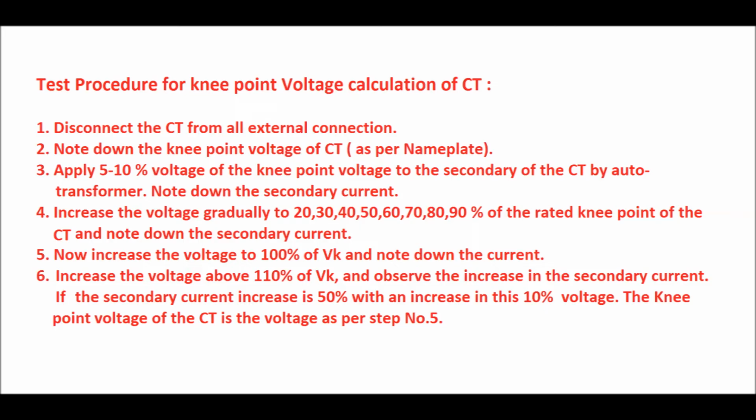Now if we increase this voltage further by 10%, then observe the increase of the secondary current. If the secondary current increases by 50% with the increase of this 10% voltage, then the knee point voltage of the CT is the voltage as mentioned in serial number 5 in this picture. So this is how the knee point voltage test is done.